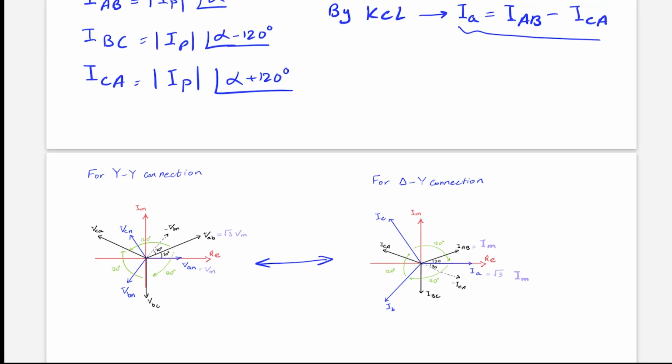So this is the phasor diagram, and you can clearly see their differences. And once you have found one of these, the other ones can easily be found by 120 degrees rotation in the clockwise direction, and everything will be complete. So these phasor diagrams are extremely important in analyzing the problems.